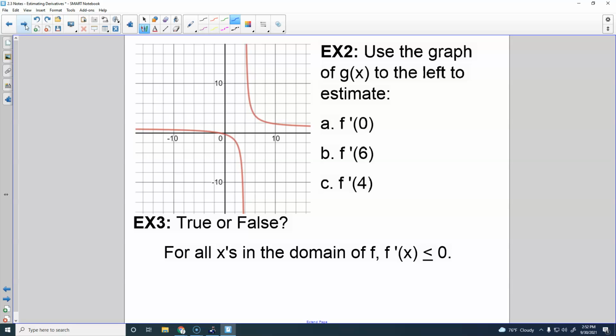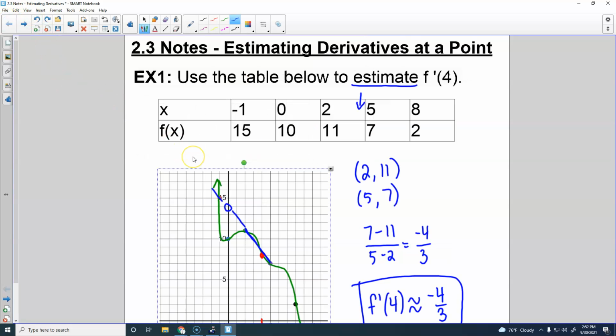All right, so use the graph of g of x to the left to estimate f prime of 0, f prime of 6, and f prime of 4. So how do you know which point is the closest? Since you're doing f prime of 4, 4 would fall between 2 and 5. So that 4 is your x value. Not the ones that are closest to each other, but the closest to whatever point you're estimating. So if they had us find f prime of 6, we would have used 5 and 8.